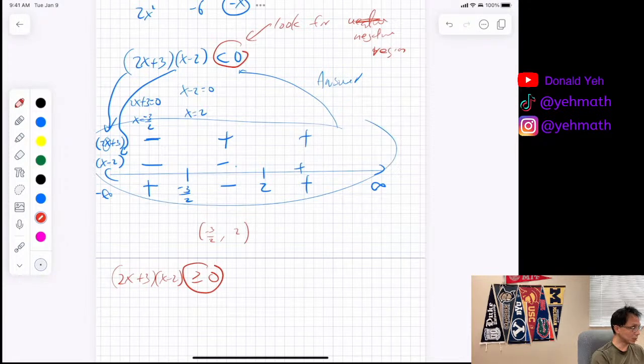Positive region. And positive region is going to be from negative infinity to negative 3/2, and it's a bracket because this one's including, union from 2 to infinity. And there's a bracket at infinity. So there's a bracket here and a bracket there.